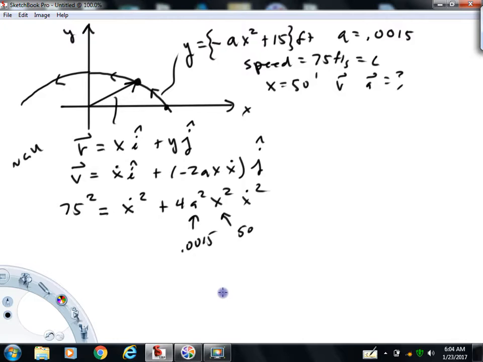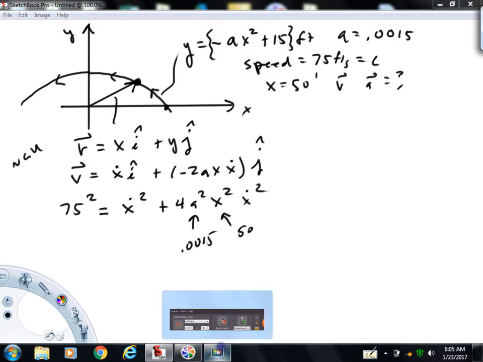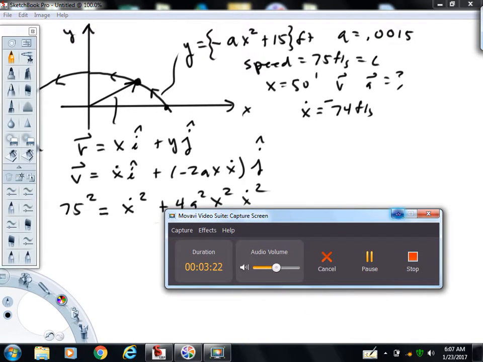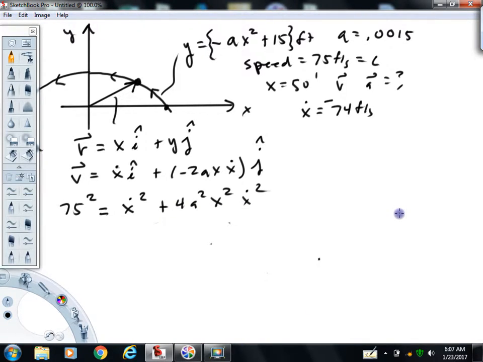I'm just going to pause this video here while we sort out the numerical value. All right, folks, we're back, and the solution of this equation for x dot actually yields two solutions, plus 74 and minus 74. Looking at our picture here, this object is moving to the left, so we kept minus 74 feet per second for x dot.